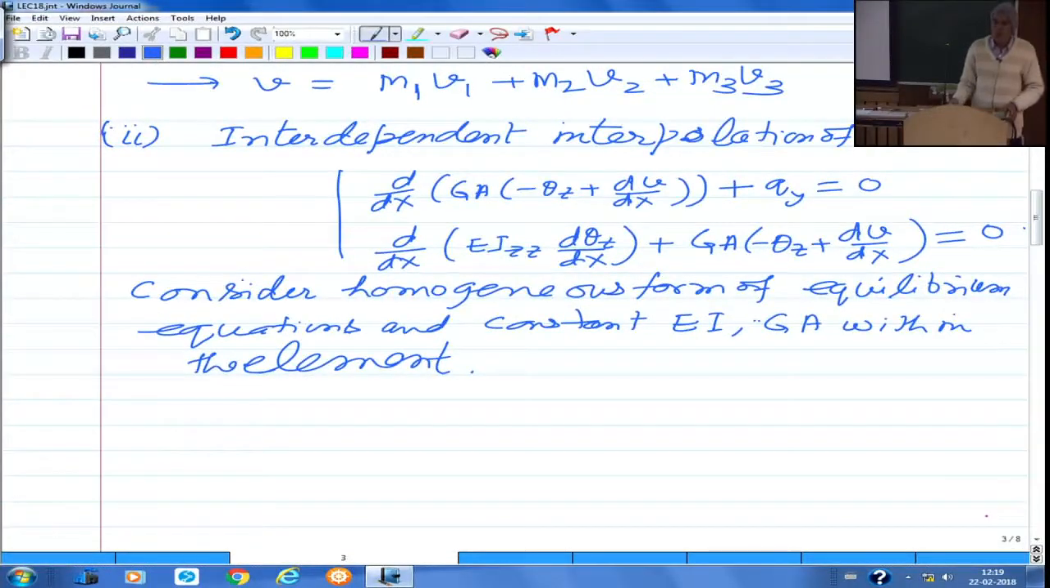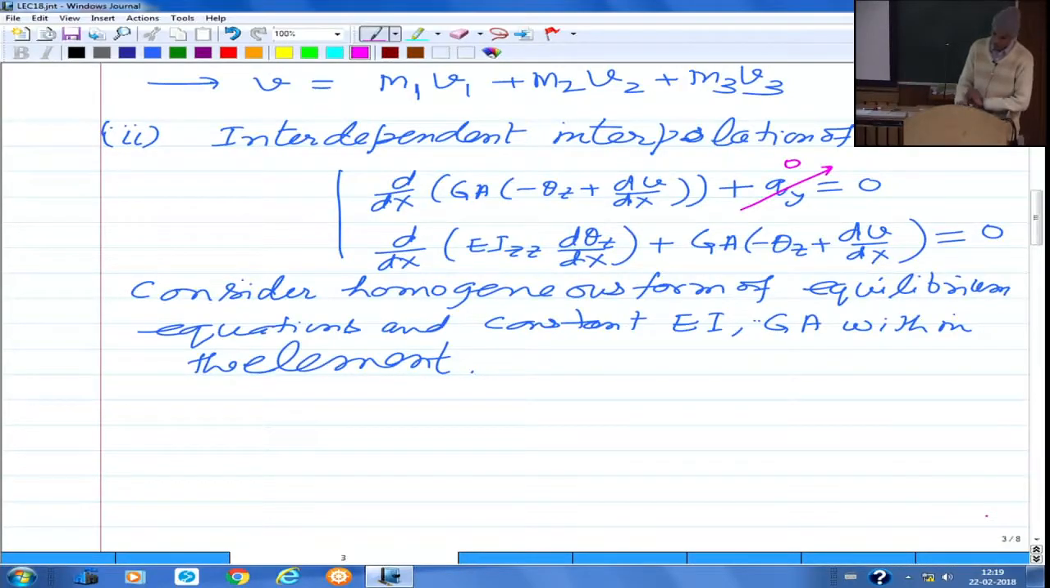So what we want to do is integrate these. When you say homogeneous form, although when you are solving problems there would be load, for the derivation purpose we are saying let us take this as 0. When you take the forcing term to 0, you call the resulting governing equations the homogeneous form of the governing differential equations. And of course, as I said, EIzz and GA you are taking constant.